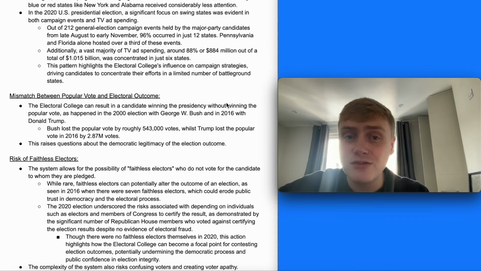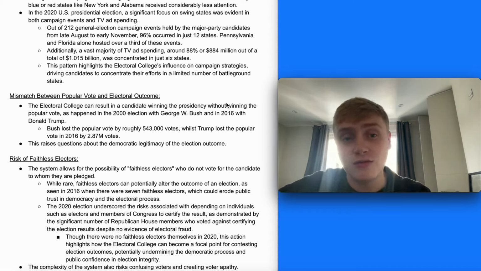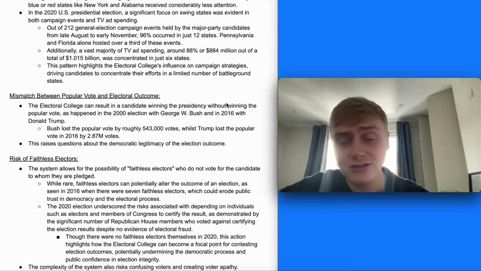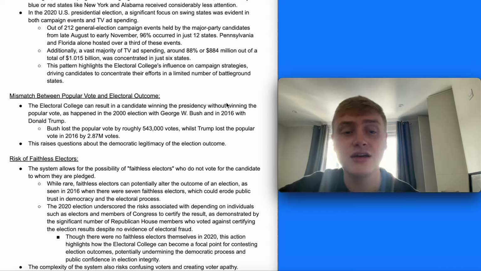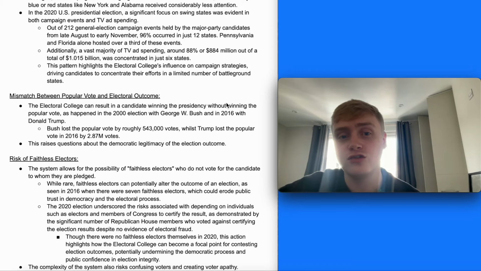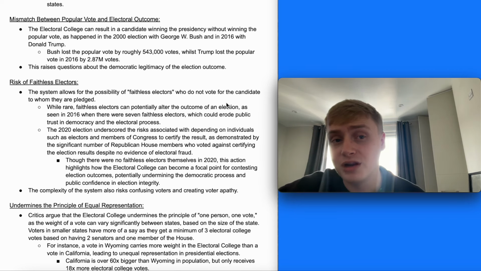In 2020, a significant focus on swing states was evident in both campaign events and TV ad spending. So out of the 212 general election campaign events held by the major party candidates from late August to early November, 96% occurred in just 12 states. Pennsylvania and Florida alone hosted over a third of these events as key swing states. And additionally, a vast majority of TV ad spending, around 88%, was concentrated in just 6 states. And this pattern highlights the Electoral College's influence on campaign strategies, driving candidates to concentrate their efforts in a limited number of battleground states.